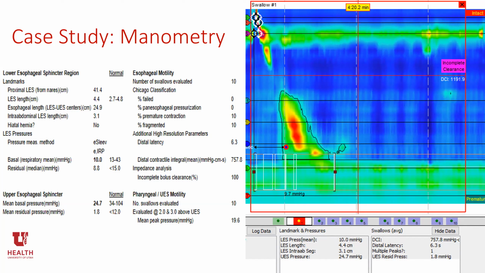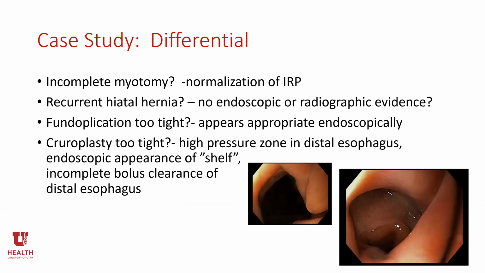A few things here of note. Her IRP had normalized to 8.8. She's regained a little bit of peristalsis, but she has incomplete bolus clearance of her distal esophagus. And she has two high pressure zones, one right at the diaphragm and one at the level of the fundoplication.